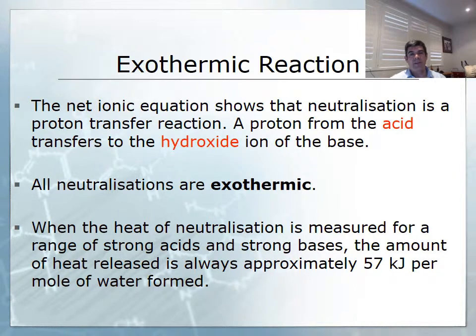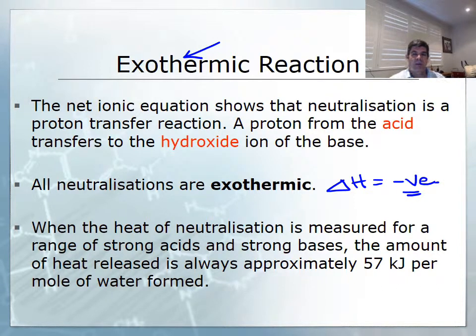One of the other things that you need to remember about neutralisation reactions is that they do have an associated enthalpy change. In fact, the clue you can kind of see already because I flagged it. They are exothermic reactions, and therefore they're going to have a delta H value which is negative.